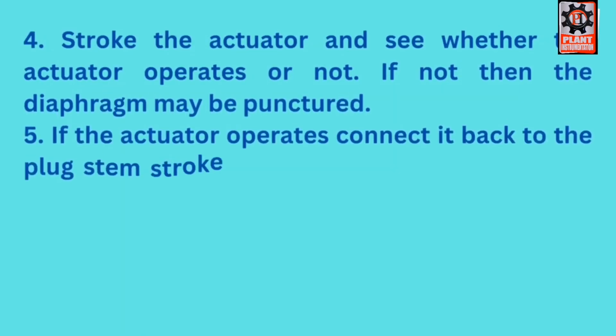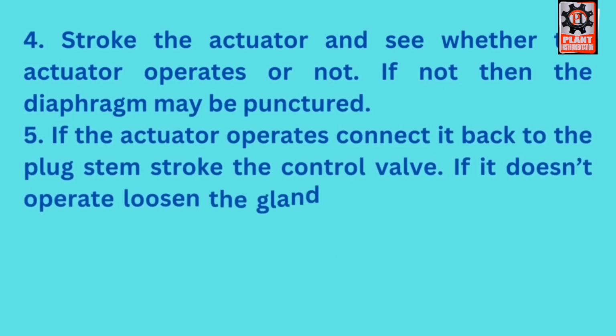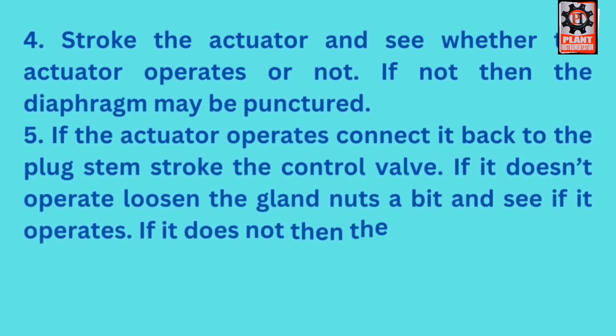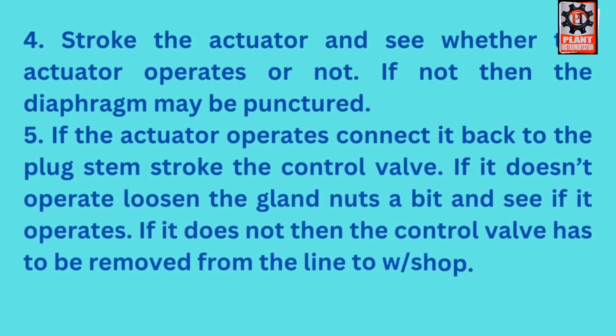If not, then the diaphragm may be punctured. If the actuator operates, connect it back to the plug stem and stroke the control valve. If it doesn't operate, loosen the gland nuts a bit and see if it operates. If it does not, then the control valve has to be removed from the line to the workshop.